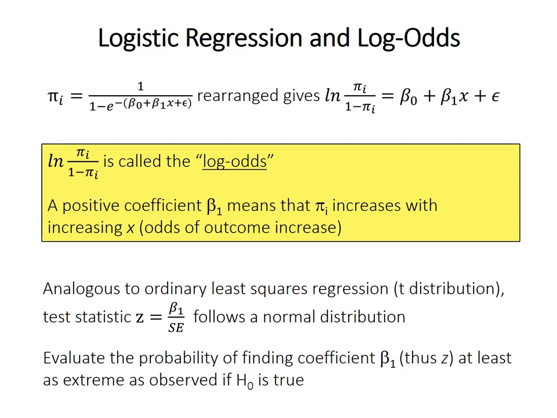So I'll just very briefly mention how the significance testing works, but it's not that important particularly. It's analogous to linear regression. So linear regression assesses the significance of our test statistic against the t-distribution, where logistic regression uses a normal distribution. So we evaluate the probability of finding a coefficient which is converted to this z-value. So we want to know what's the probability of getting the coefficient at least as extreme if the null hypothesis is true. So this is a fairly standard p-value calculation.